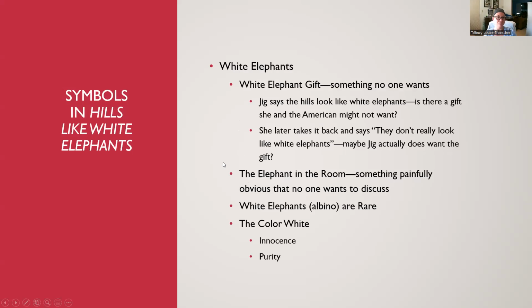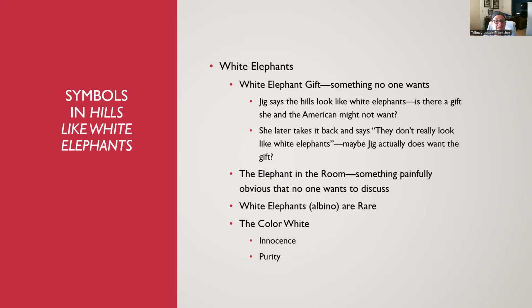And then, of course, let's move to symbolism. If you had not thought about it yet, again, it's a good idea to always consider the title of a piece. So the fact that this story was called Hills Like White Elephants, and at one point in the story, Jig says that the hills look like white elephants, we should probably pay attention to that concept. And the white elephant actually is a symbol.